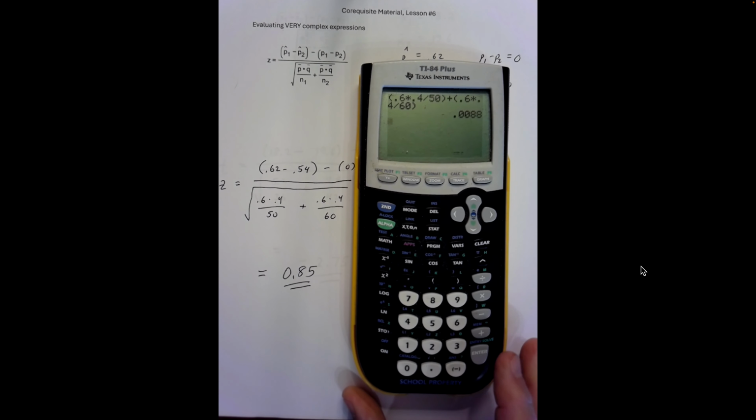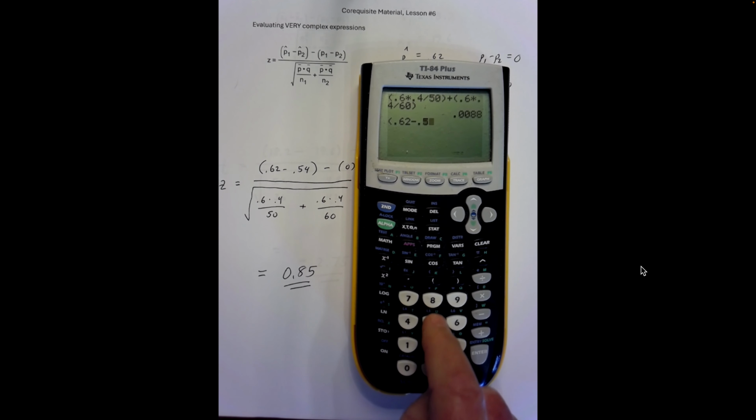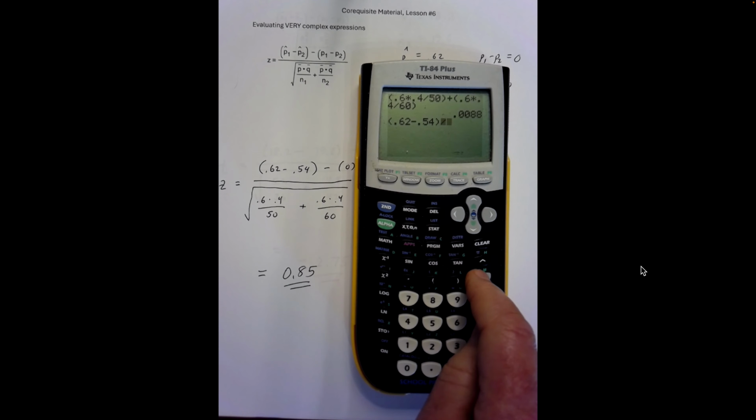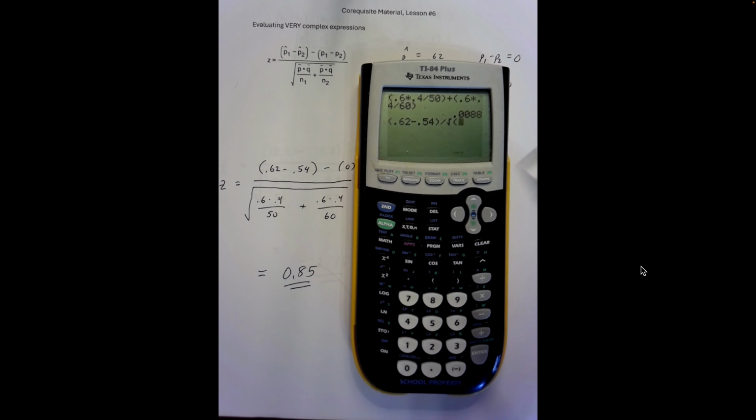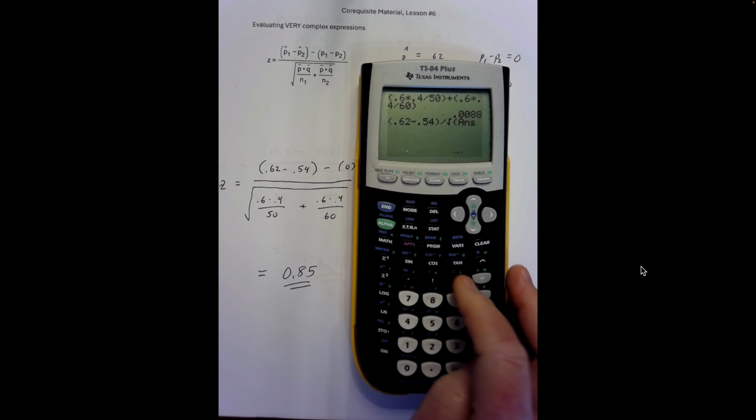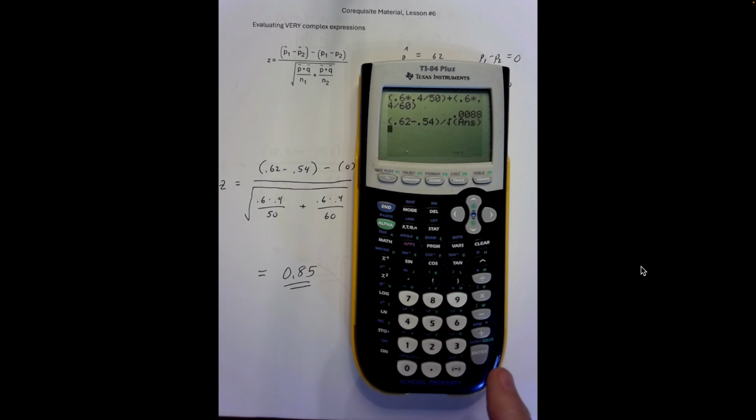The next thing I'm going to do is a little trick. I'm going to do 0.62 minus 0.54, and then I want to divide by the square root of the answer from the previous problem. It turns out you've got a key right there that will allow you to insert the answer from the previous line. So when I do that, I get 0.852, which is exactly what I have here.